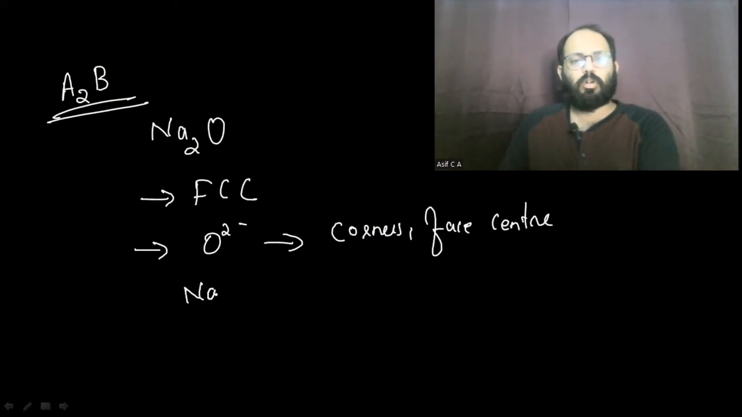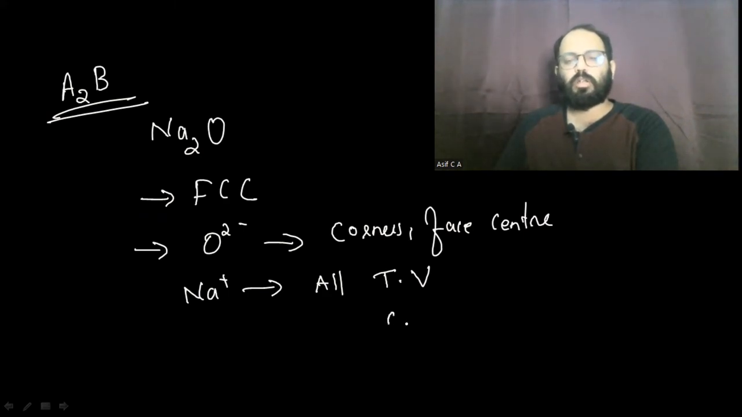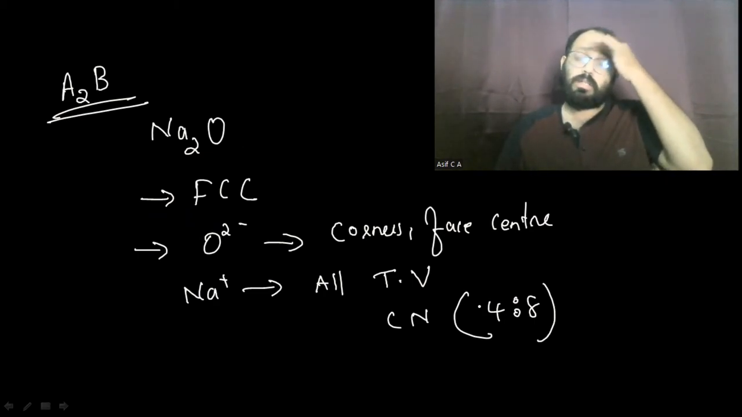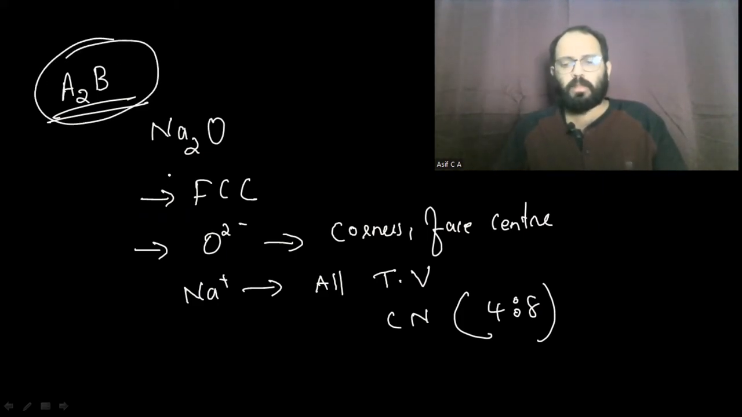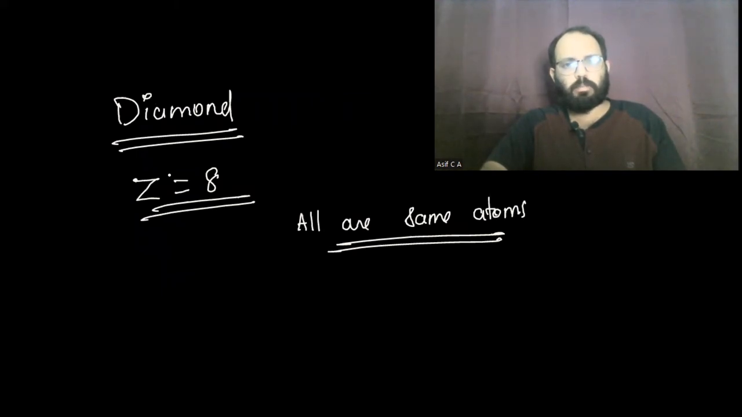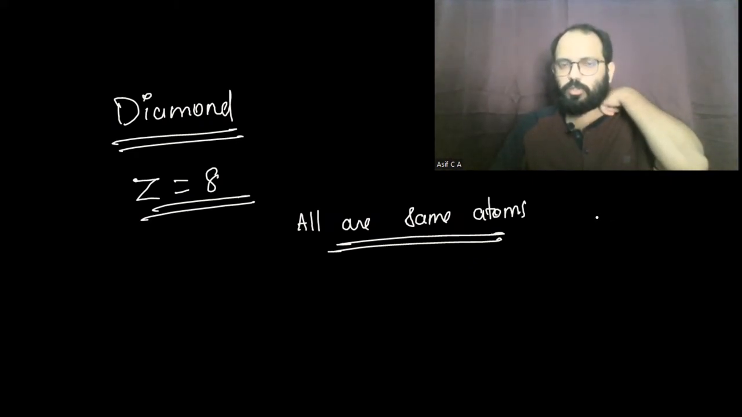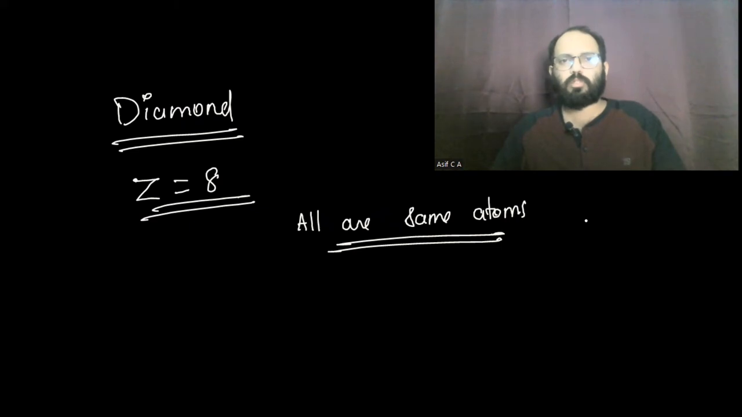Now where does Na plus go? Na plus will occupy all tetrahedral voids. Fine, so the coordination number will be 4:8. Just remember these are the different types of ionic solids we have to take care of when we study solid state. In the solid state chapter we are now winding up. We will be faster with the remaining chapters. Formula videos will be uploaded, and within 2 days we'll finish that too. Thank you very much.